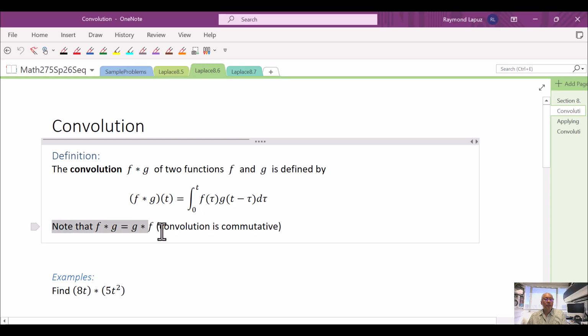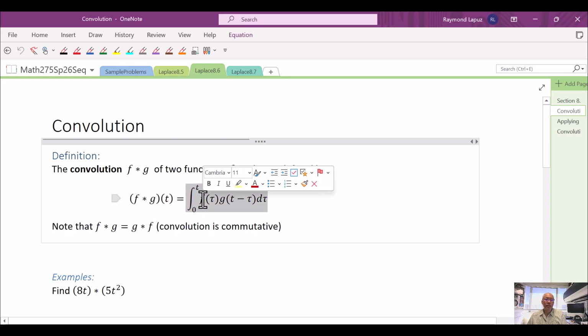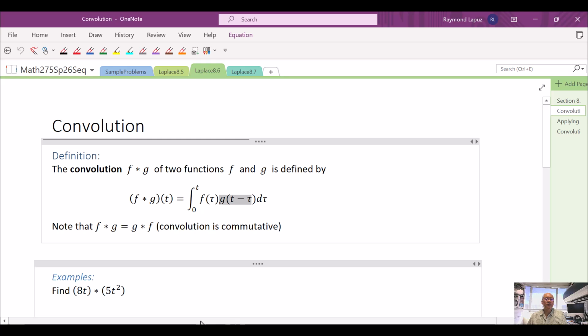We're not going to prove this formally, but the convolution is commutative. So if we switch the order of f and g, we're going to get the same result. That gives us freedom to use whatever might be more convenient for f here. And then the g is the one that has that shift, t minus tau.